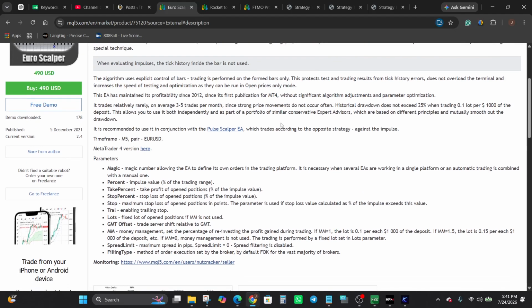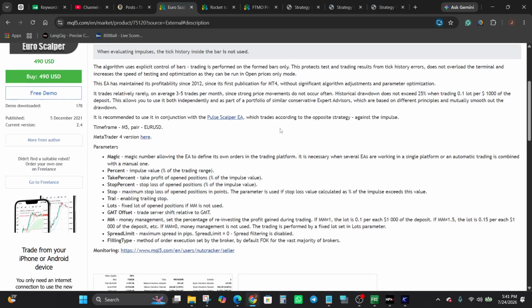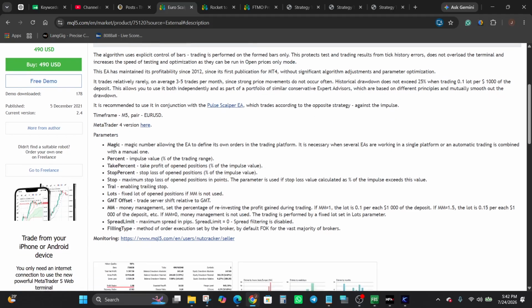A notable architectural feature mentioned on the page is that the algorithm uses explicit bar control, meaning that it trades exclusively on completed formed bars without relying on tick history inside the bar. From a technical standpoint, this helps keep testing execution efficient in open prices only mode and prevents performance discrepancies caused by tick data errors.